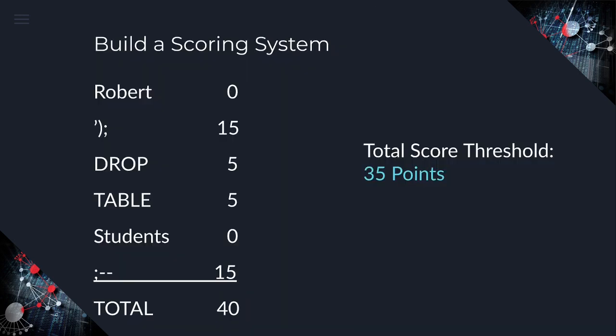And this is what that scoring looks like for Bobby Tables. In this case, I've got Robert that scored a 0, single quote, parenthesis, semicolon, which is 15, drop table, which are 5 each, because they're kind of iffy in that gray area. Students, which is totally not an SQL reserved word. And then the semicolon dash dash, which is definitely SQL. And I scored that at 15. The total score is 40, so that's probably SQL injection.